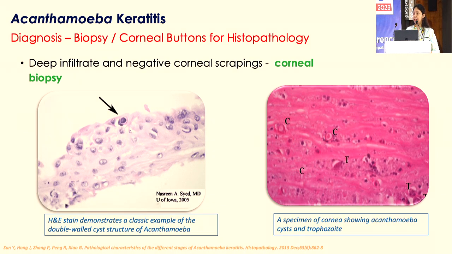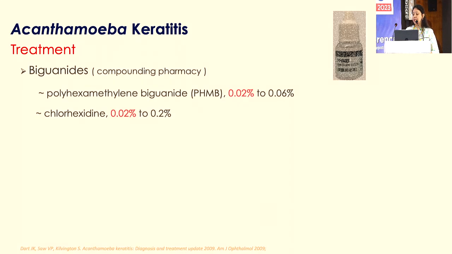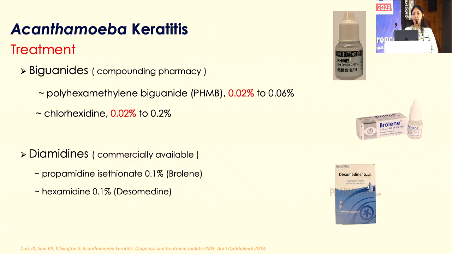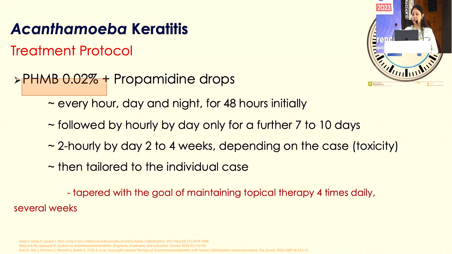Patients with deep infiltrates and negative corneal scrapings might need corneal biopsy. About treatment, the goal is to get rid of acanthamoeba as soon as possible and eventually to suppress the inflammatory response. Normally 2 classes of drugs are used, biguanides and diamidines. There are several protocols to treat acanthamoeba. Neomycin is no longer used. The protocol that is used routinely is a combination of PHMB and propamidine intensively.